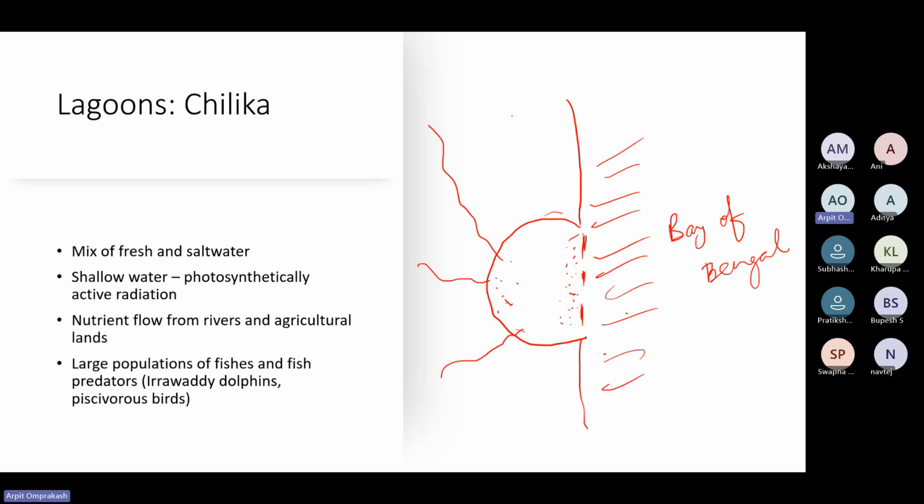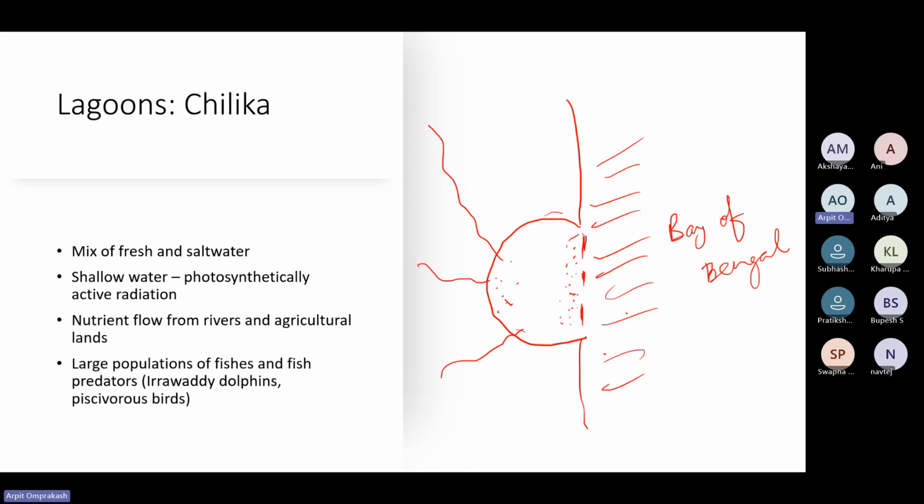So the photosynthetically active radiation present in sunlight can travel to the bottom layers also. That's why it gives much more volume for photosynthetic life to develop and occupy. And because there's a lot of sediment deposition from rivers, and also runoff from nearby agricultural lands, there are a lot of nutrients present in the water, thus increasing the amount of biodiversity that it can support.